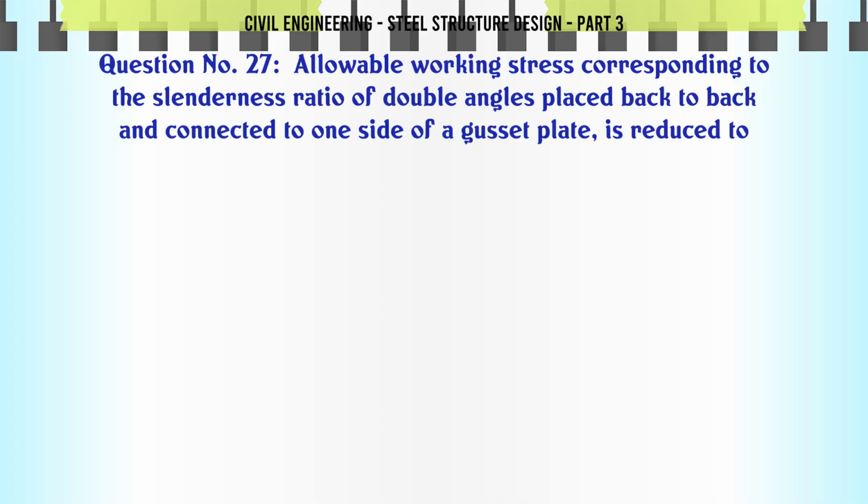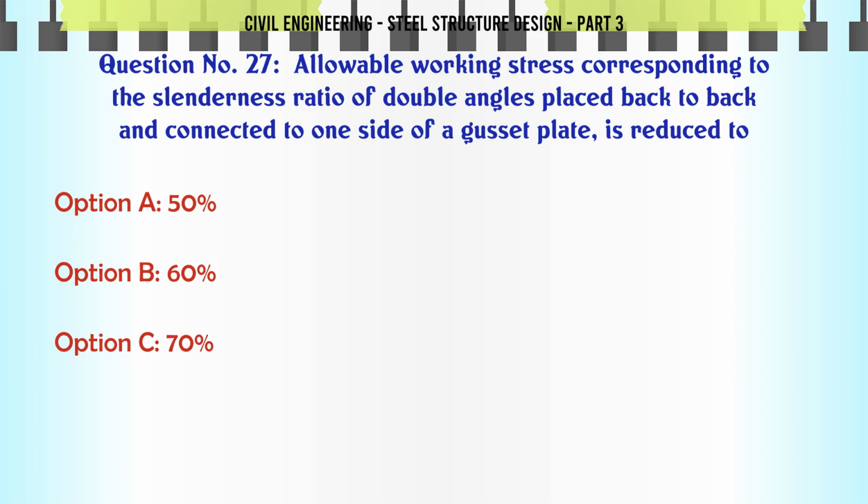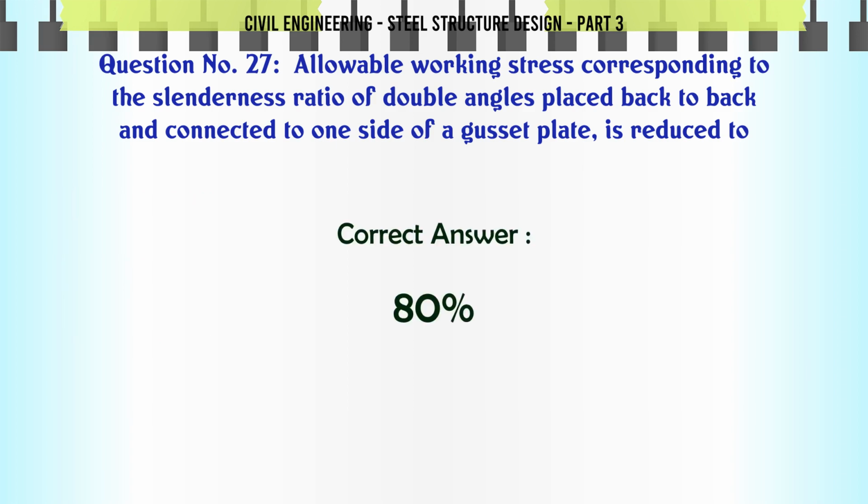Allowable working stress corresponding to the slenderness ratio of double angles placed back to back and connected to one side of a gusset plate is reduced to A. 50, B. 60, C. 70, D. 80. The correct answer is 80.